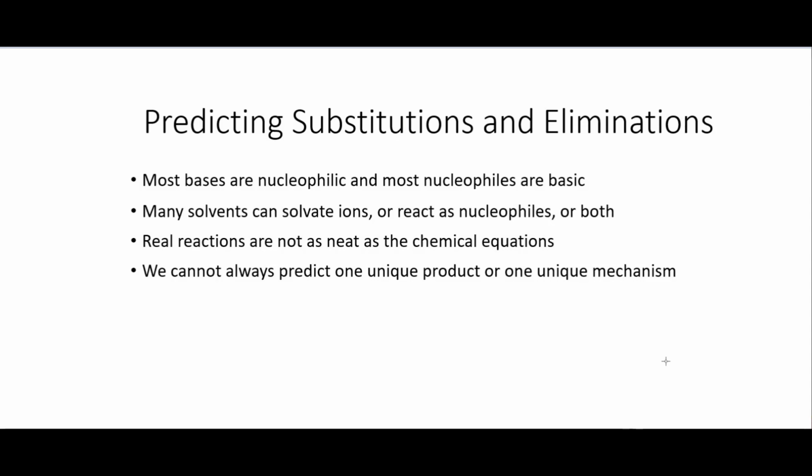In this video, I'm going to discuss ways that we can predict whether we're going to get substitutions or eliminations and which substitutions or eliminations we will get. I've said in previous videos that the substitutions, SN1 and SN2, and the eliminations, E1 and E2, are all in competition with each other. Of course, E1 and SN1 are mostly in competition with each other, and E2 and SN2 are more in competition with each other. But there are ways of trying to predict whether we get the unimolecular or the bimolecular mechanism.